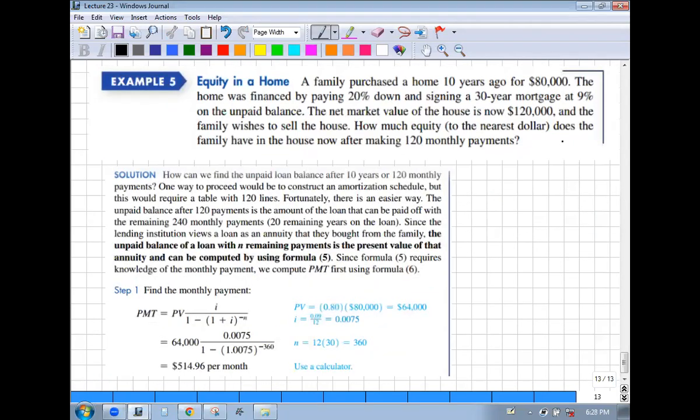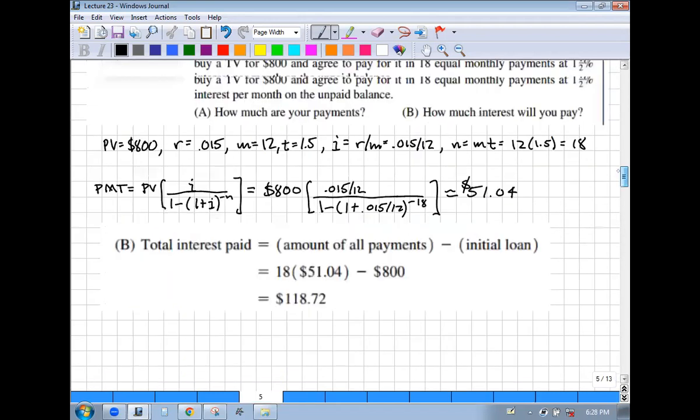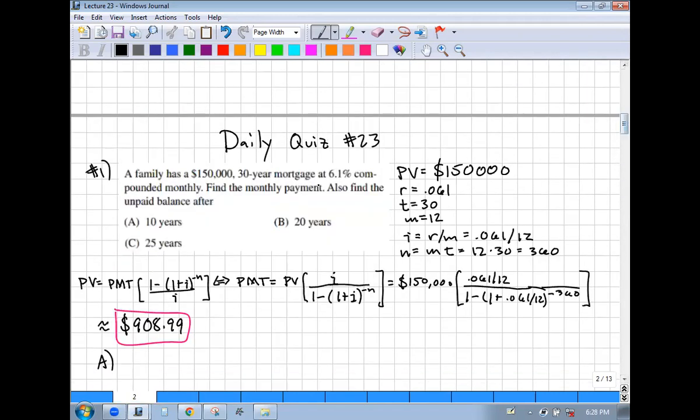All right, what was the question? How much equity does the family have in the house after making 120 payments? Again, it's a 30-year loan, so this would be after 10 years. So that sounds a lot like our quiz. We need to figure out the equity after 10 years. And so if we know how much we paid into it, then we can subtract off how much we owe, and how much we owe is going to include interest, so it's not just the 150,000.